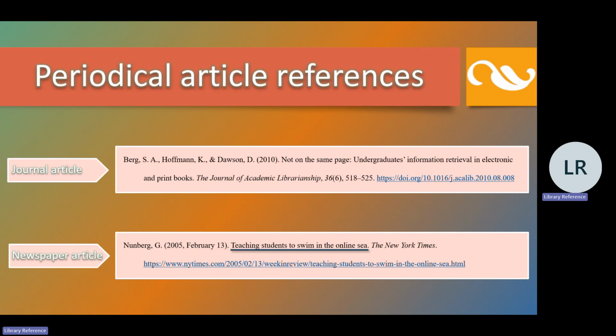Then we have the title of the article, Teaching Students to Swim in the Online Sea, and the location comprises the title of the newspaper, in italics, the New York Times, and the link to the particular article.